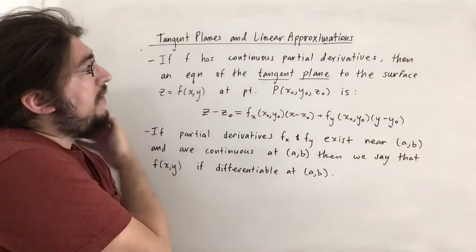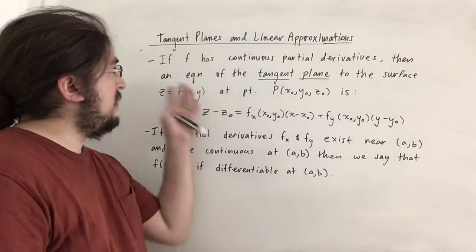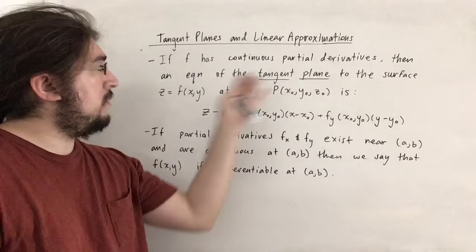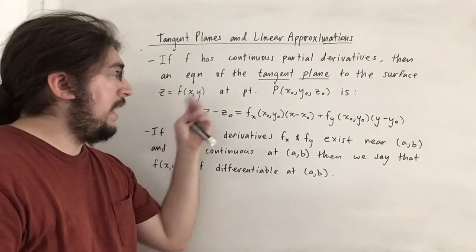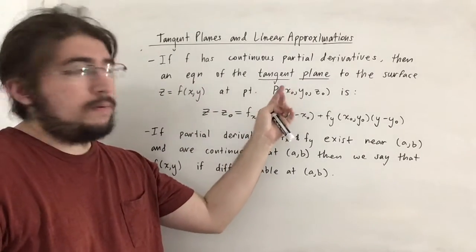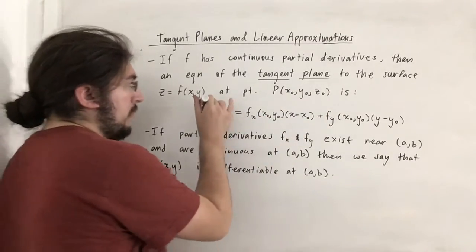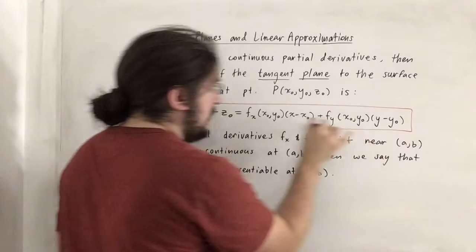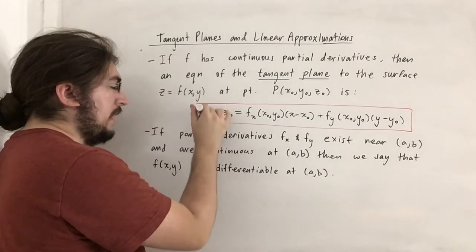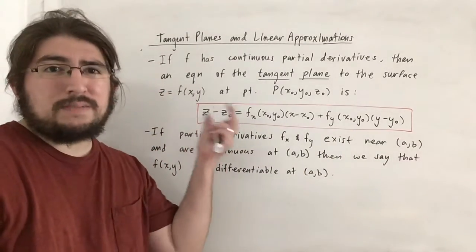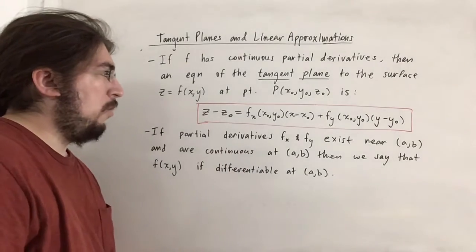So here I say if f has continuous partial derivatives, then an equation of the tangent plane to the surface z equals f of x comma y at the point P, which is x naught, y naught, z naught, is given by this following equation. I say an equation because, of course, you can manipulate this to get it in different forms. But I want to say this is basically the main way of writing the equation.